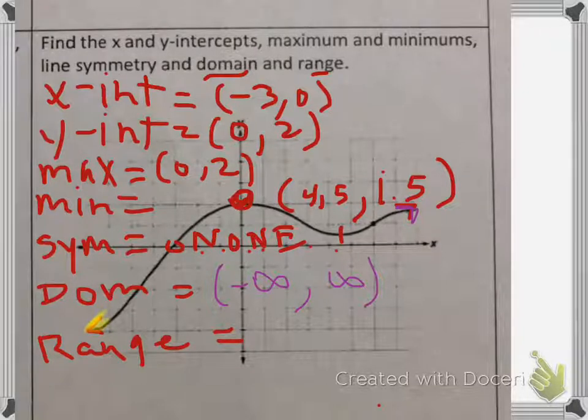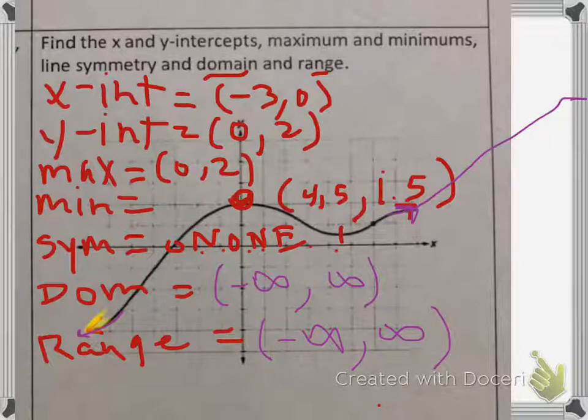And then range is bottom to top, so how low is this graph going to go? Well, it's going to continue down to negative infinity. And how high is that graph going to go? It's going to continue up to positive infinity. So those are some important features of our graphs.